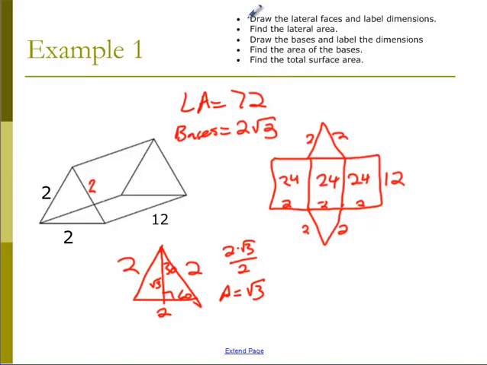So label dimensions, found the lateral area, draw the bases, find the area of the bases. Now I need to find the total surface area. Total surface area is everything added together, 72 plus 2 square root of 3.